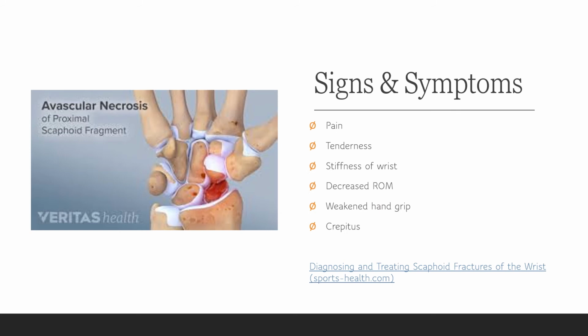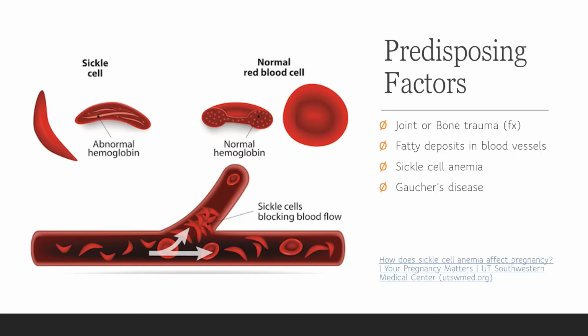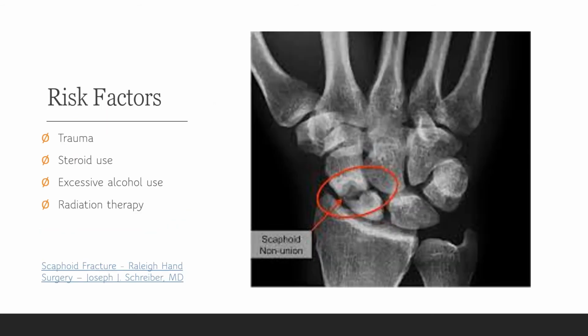The signs and symptoms include pain, tenderness, stiffness of the wrist, decreased range of motion, a weakened hand grip, and crepitus. The diagnostic tests for avascular necrosis include an X-ray, a CT scan, an MRI, and a bone scan. The predisposing factors include joint or bone trauma, such as fractures, fatty deposits in blood vessels, sickle cell anemia, and Gaucher's disease, which is a buildup of fatty substances in certain organs. Risk factors include trauma, steroid use, excessive alcohol use, and radiation therapy.